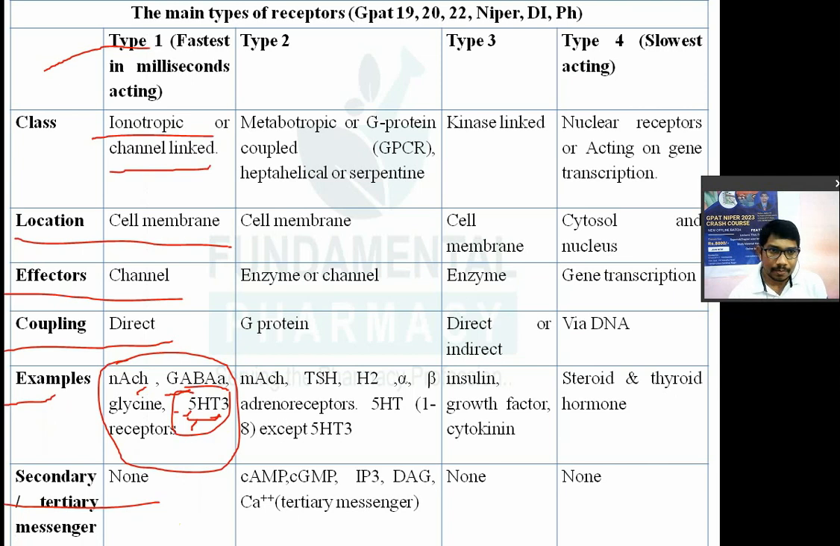Okay, type 1 receptor. They are located on a cell membrane. The effector cell is nothing but the ion channels; they are directly coupled. Examples are the nicotinic acetylcholine receptor, GABA receptor, glycine receptor, and 5HT3 receptor. There is no secondary messenger. And remember, they act in a millisecond. So they are the fastest acting receptor.